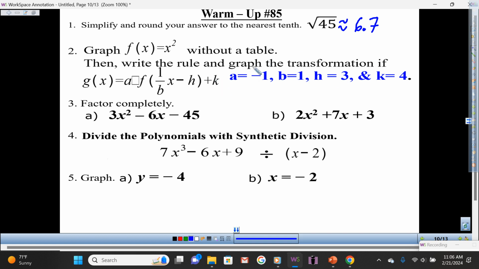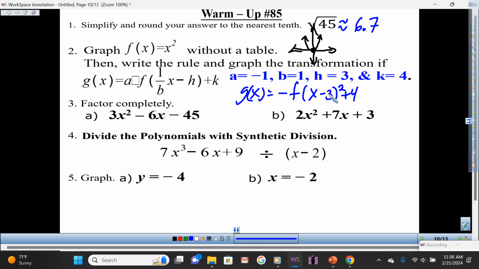Number 2. Let me graph it right here. There it is. There's f of x. Our vertex is 0, 0. And then our new transform g of x is negative f of x minus 3 squared plus 4. So, I'll tell you here what's going to happen to this original function according to this.